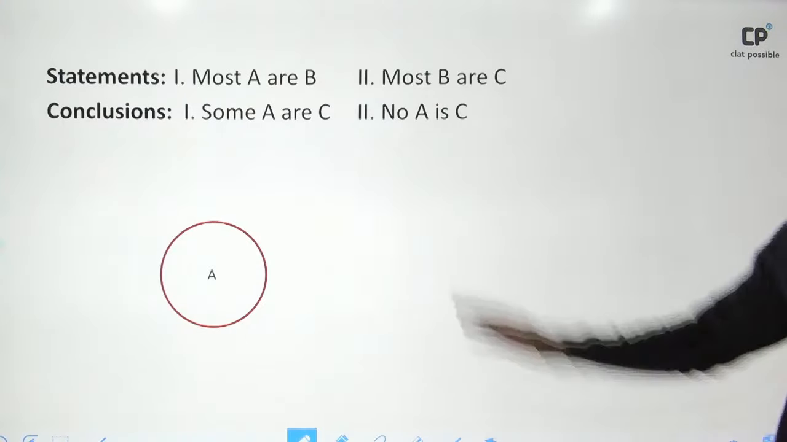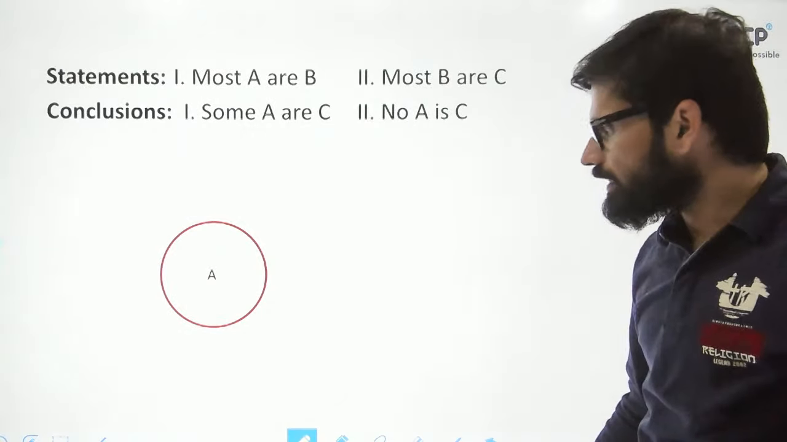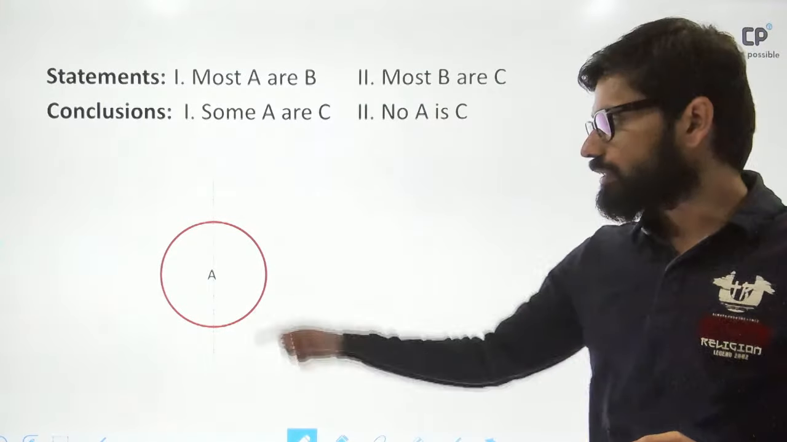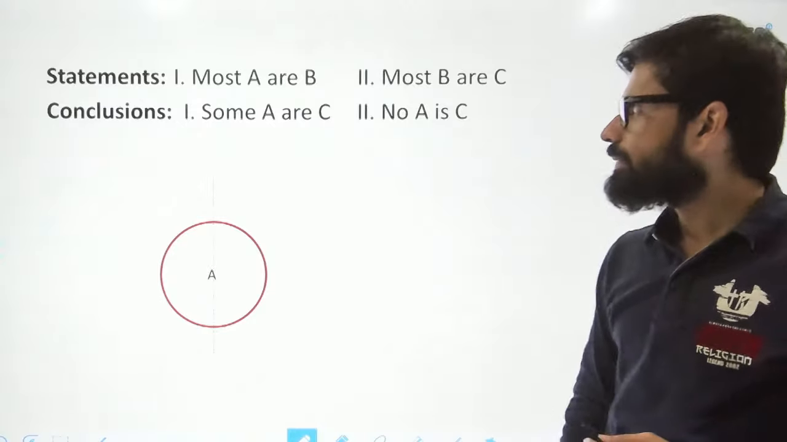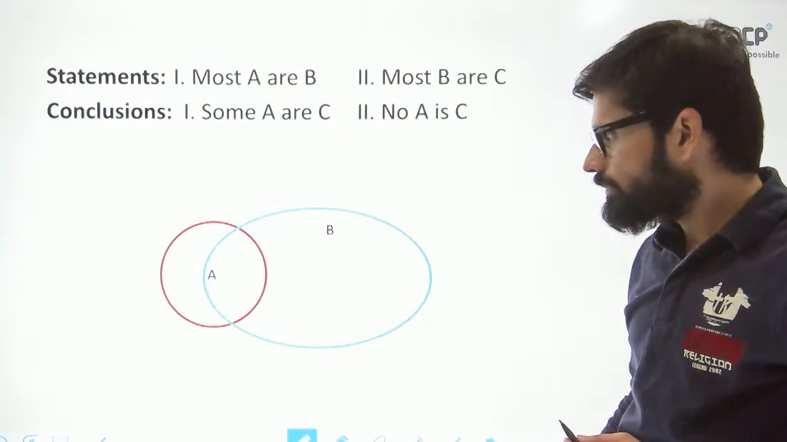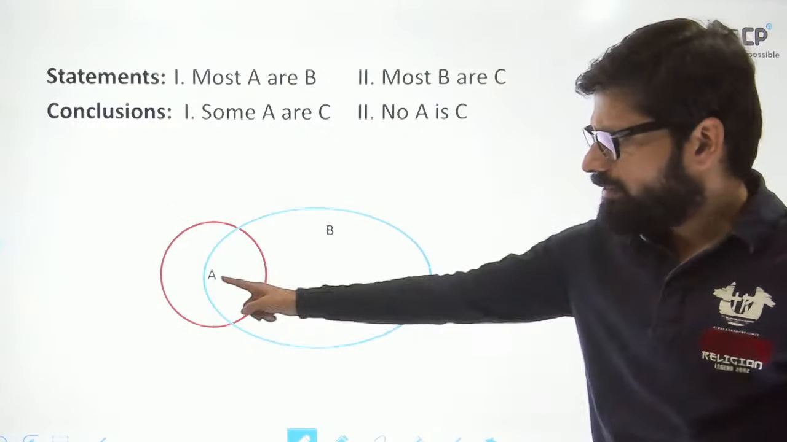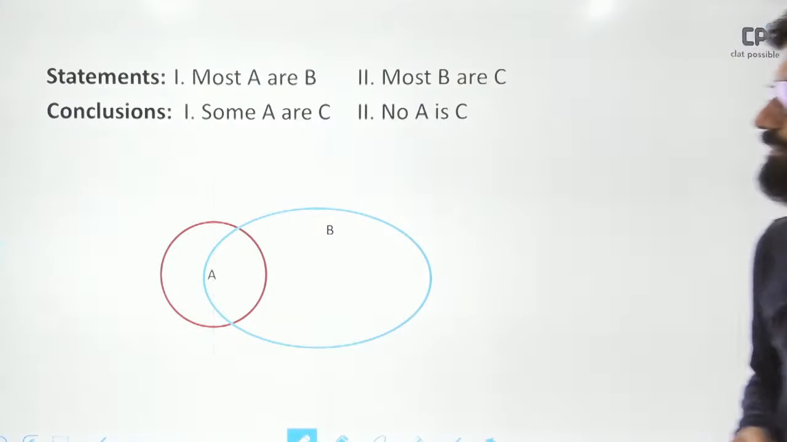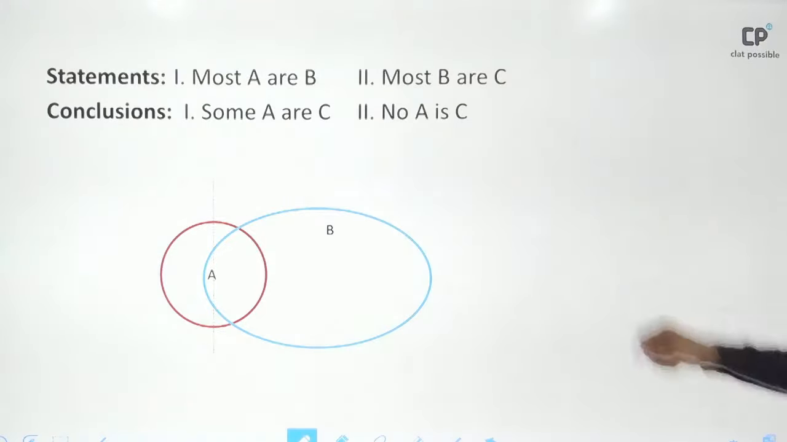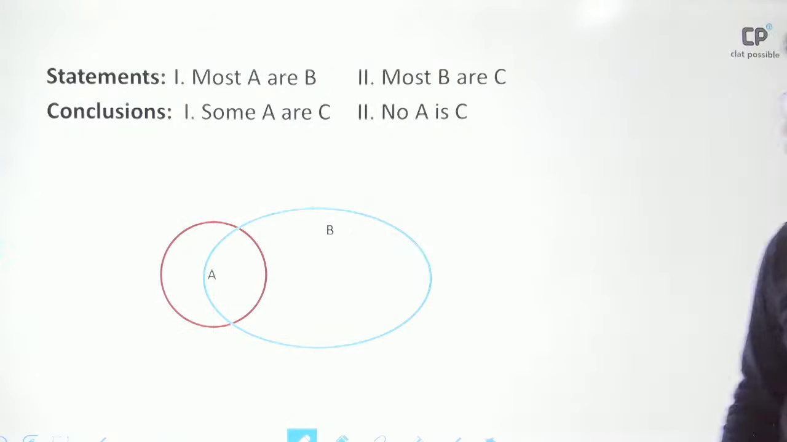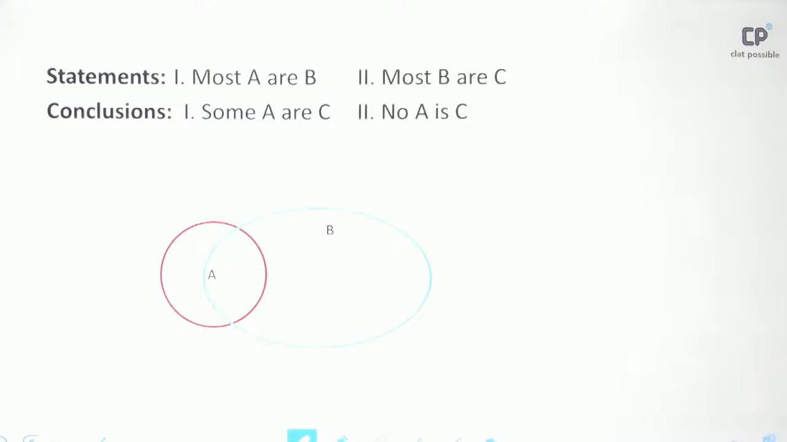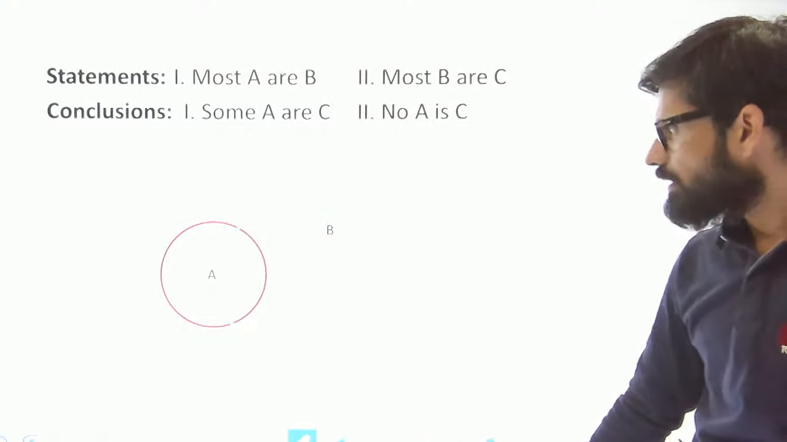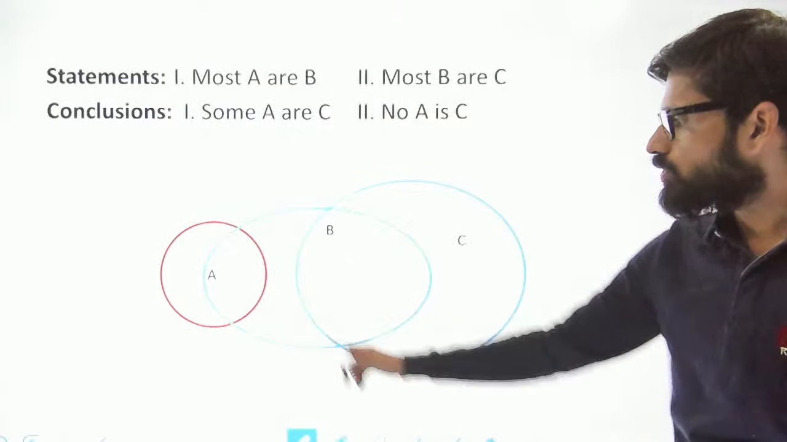All right. So most A are B, so again what we do is we draw a line going through the center of the circle, right? Most A are B. So I'm drawing this diagram in this way, and the circle of B crosses the halfway mark, so most A are B. And then we have most B are C. Again, I draw this line going through the middle of the circle, or not a circle, it is an ellipse, right? And now we have to draw for most B are C, right?